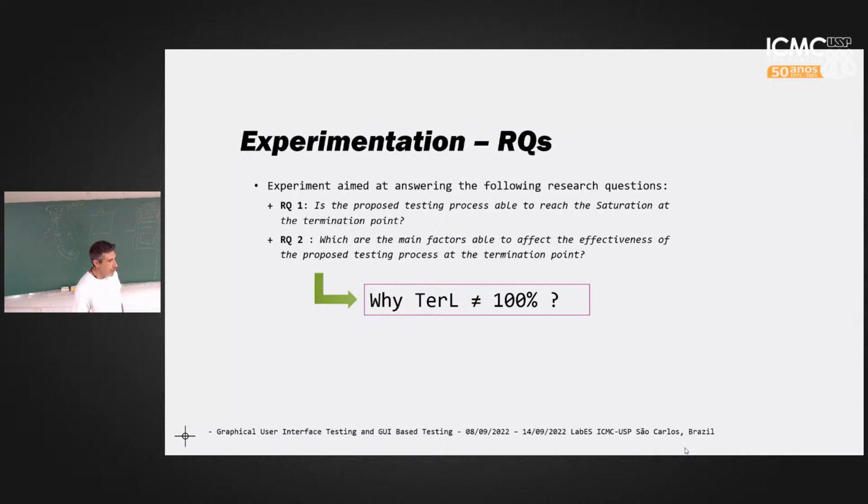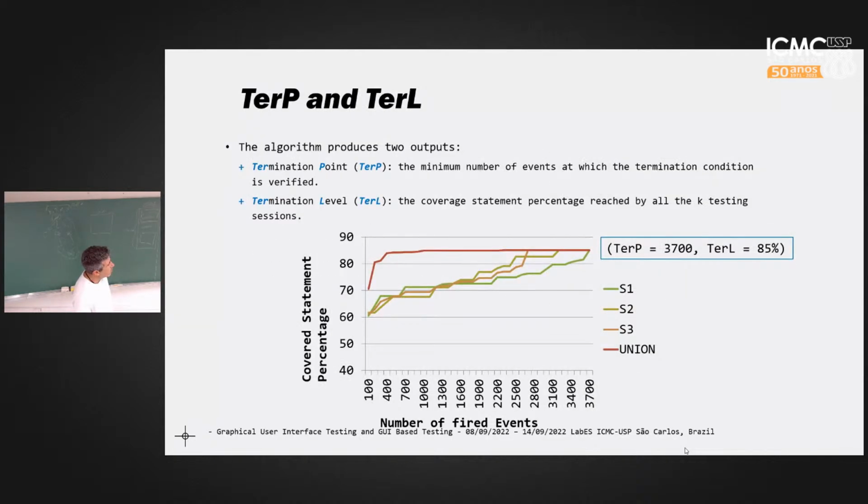You can find my paper in my curriculum. These results were published in MobileSoft, a conference on mobile testing. We tried to understand if the testing process is able to reach saturation at the termination point. It means, why is the termination level not 100%? As an example, in this example, I do not reach 100%. Why?